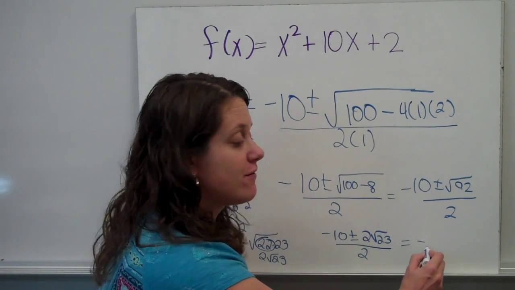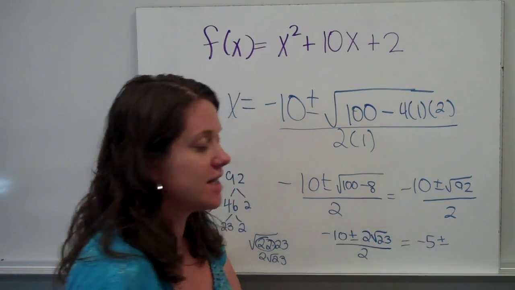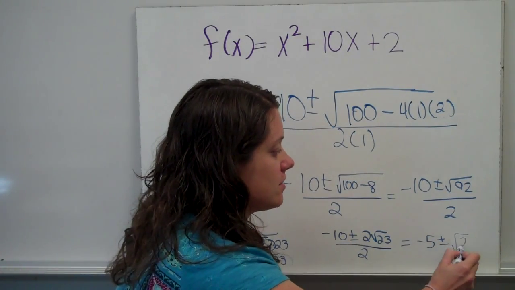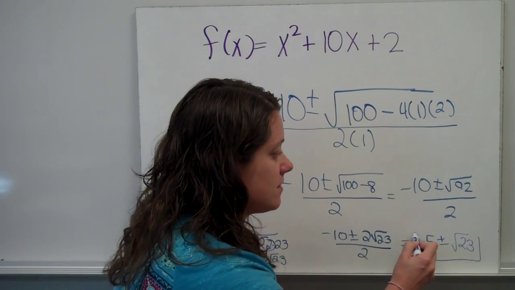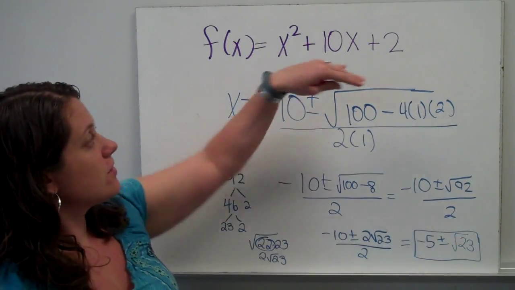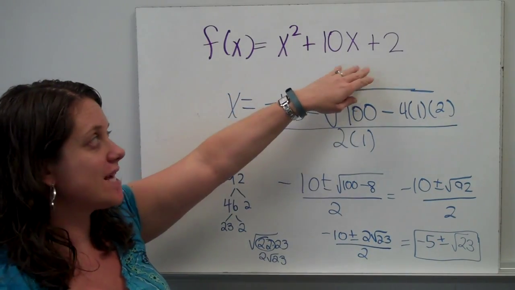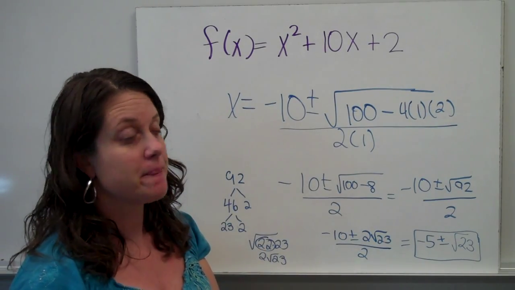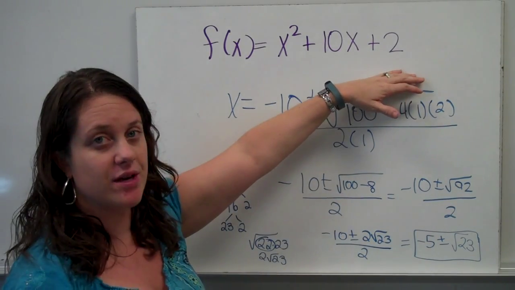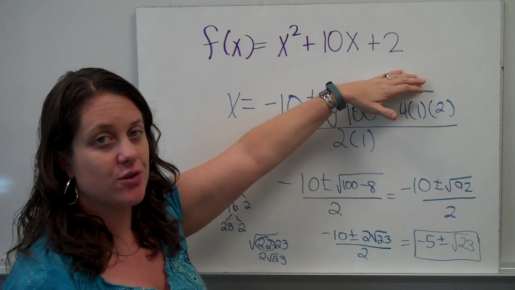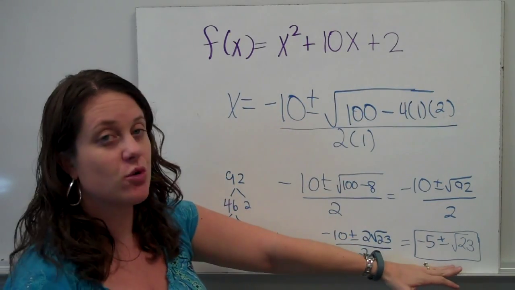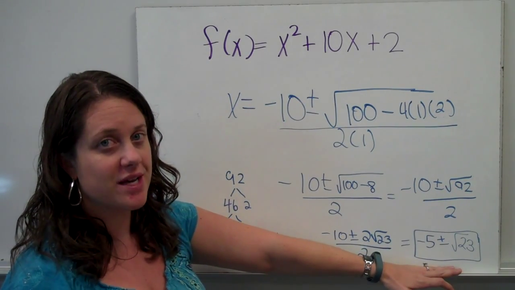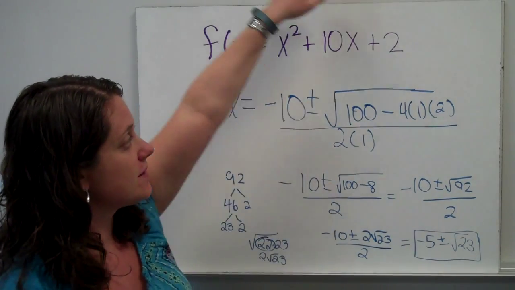So it's going to become negative 5 plus or minus, and these 2's can cancel each other out. So the square root of 23. So those are the answers to this quadratic equation. So it can't be solved by factoring, because it's prime, it doesn't have any factors. And you can't use the square root property, and therefore a great method is to use the quadratic formula, and you get this answer. The roots are negative 5 plus root 23 and negative 5 minus root 23.